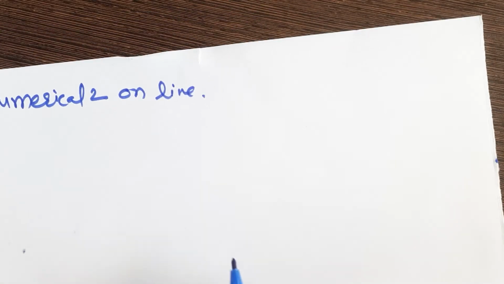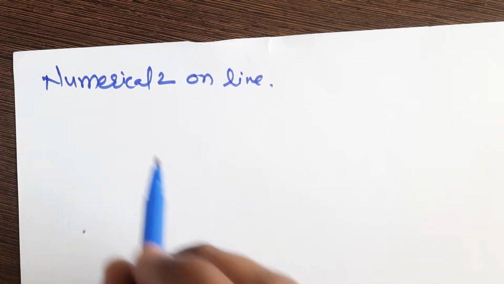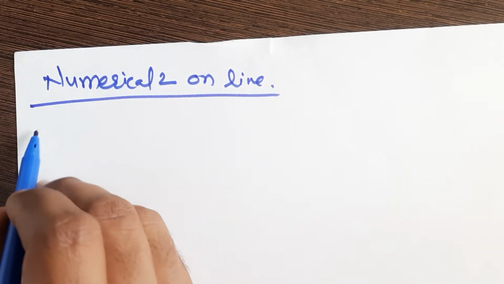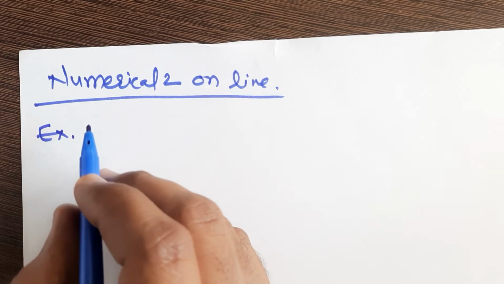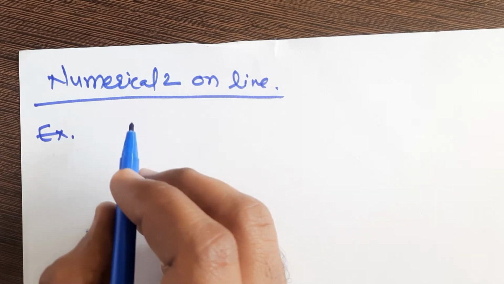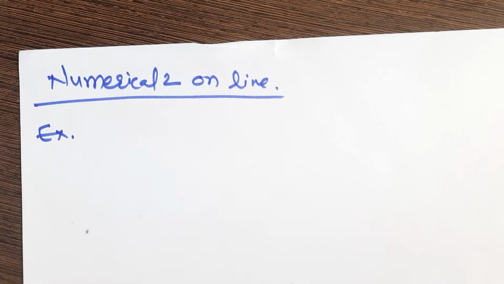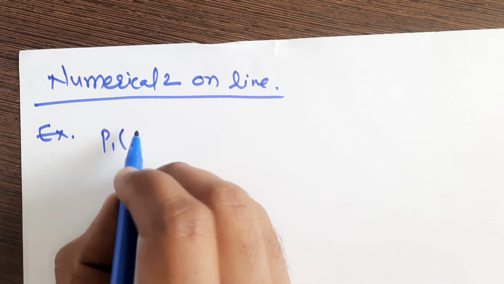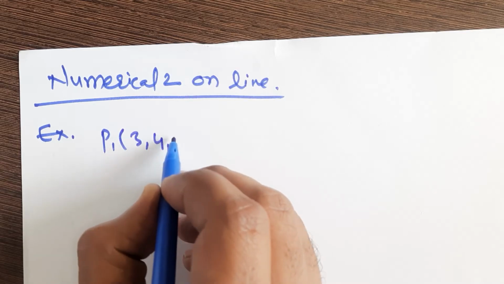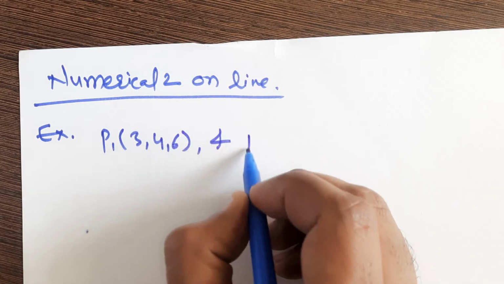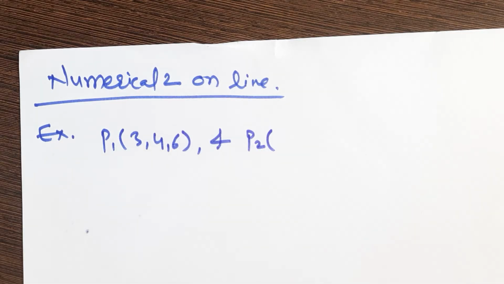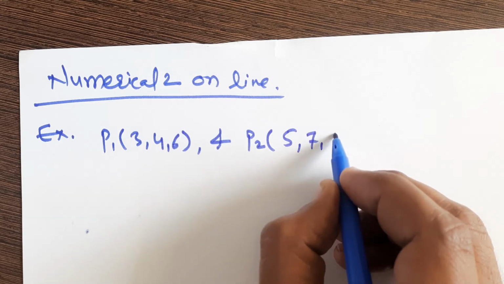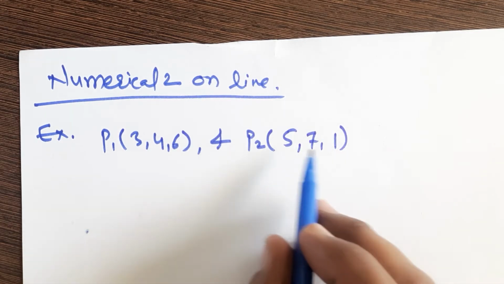Hello everyone. Now in this video we'll see the second numerical on line. I read the example. Just listen to the example carefully, and I'm writing here the given data only. A line having 2 points P1 and P2. The coordinates of the points are given: P1 as 3, 4, 6, and P2 as 5, 7, 1. So these 2 points are given.